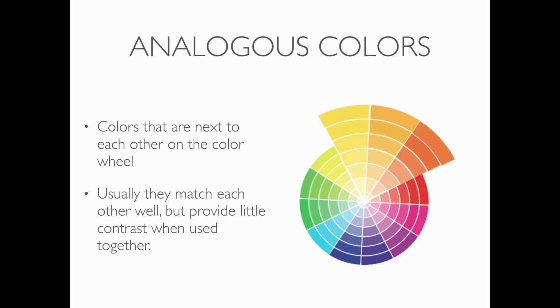Analogous colors, on the other hand, are colors that are similar. They're right next to each other on the color wheel. They tend to match each other really well, but not stand out against one another. So they're kind of a field that work nicely together as a group of colors.